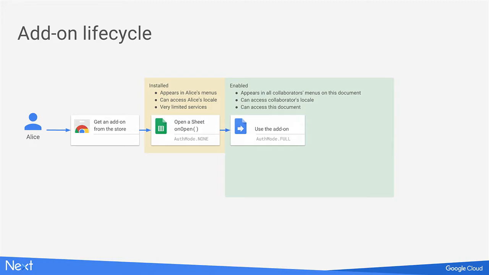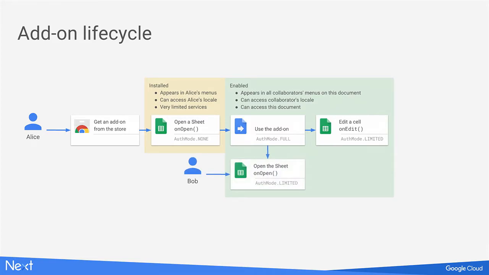But another interesting thing will happen to that document. Now other triggers like on-open and on-edit and on-install will run with additional privileges. But more importantly, when user Bob, who's never installed this add-on, opens the sheet, the on-open trigger will also run. And this is an important feature for collaborators, because if Alice has used this add-on in the document, chances are Bob wants to too.